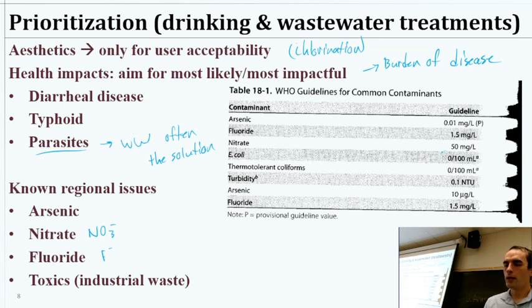E. coli, they're recommending essentially 0 per 100 milliliters. As a reference, if you're not familiar with the metric system, 270 milliliters is 1 cup. So in about a third of a cup, what you want is to not be able to find any E. coli or these thermotolerant coliforms.